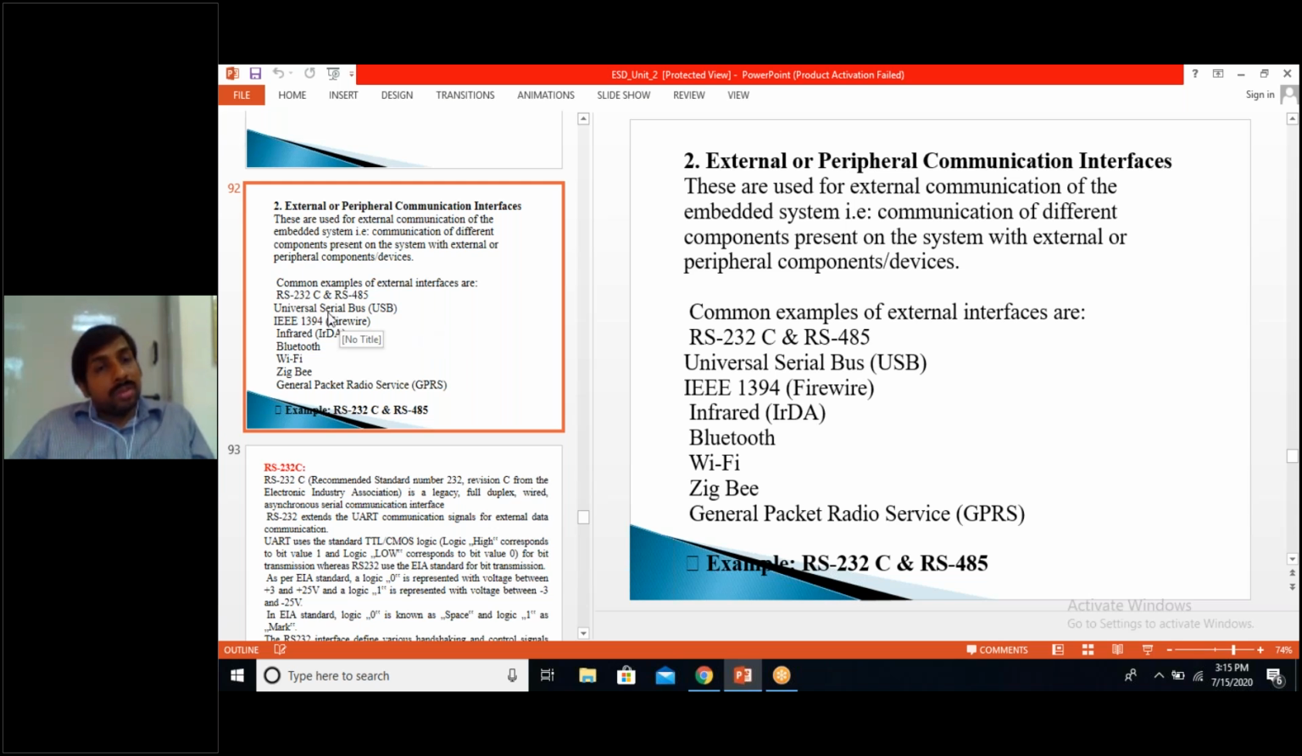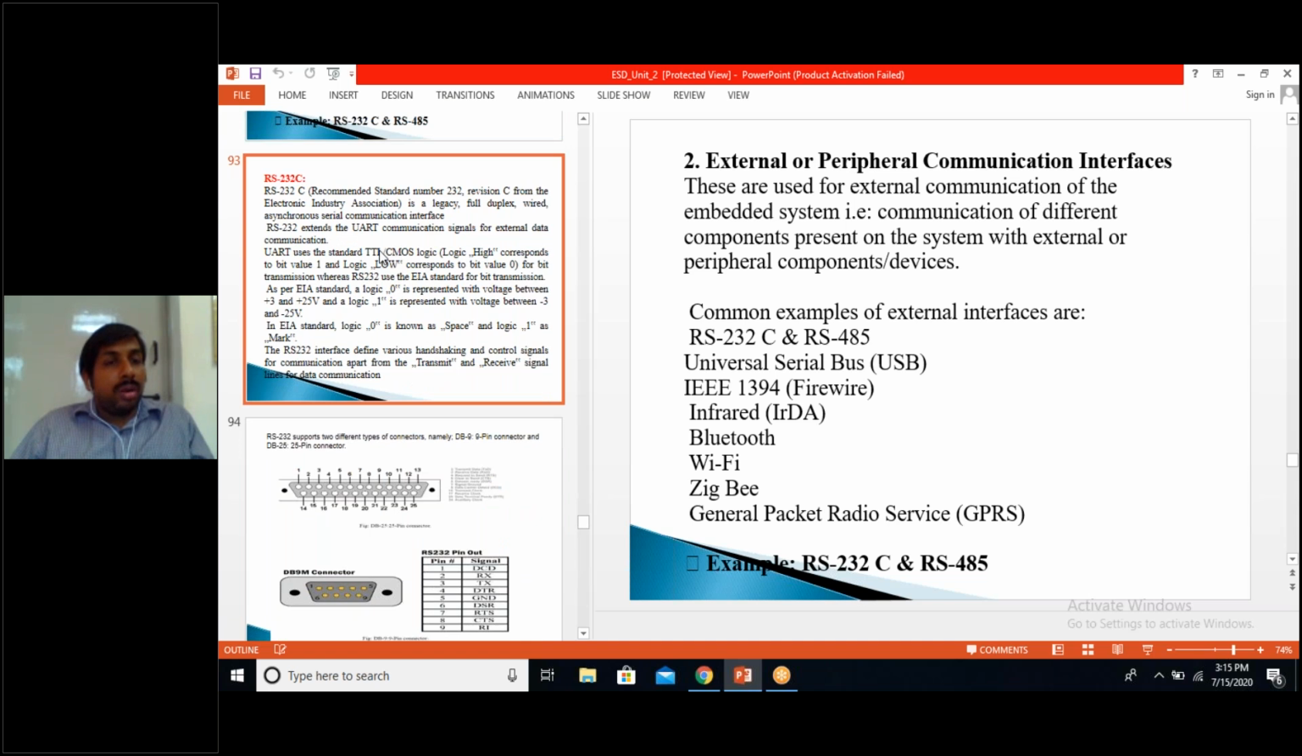Wireless means the embedded system is transferring the data by wireless methods, using infrared rays, Bluetooth, Wi-Fi, Zigbee, or general packet radio service. It is GPRS, general packet radio service.